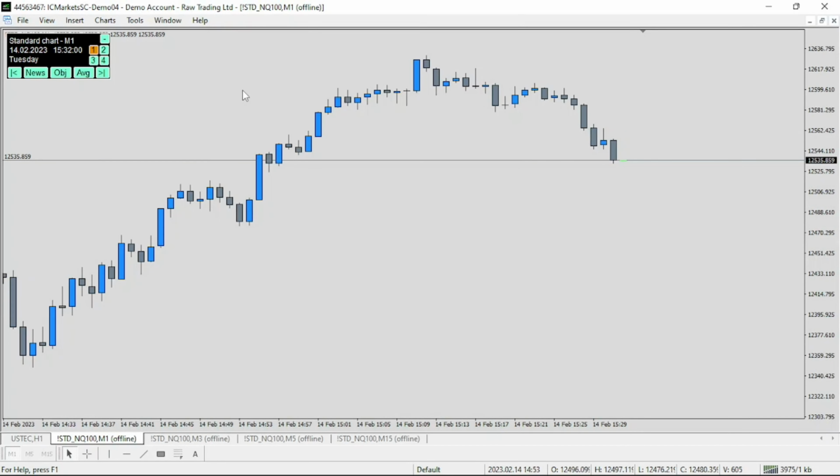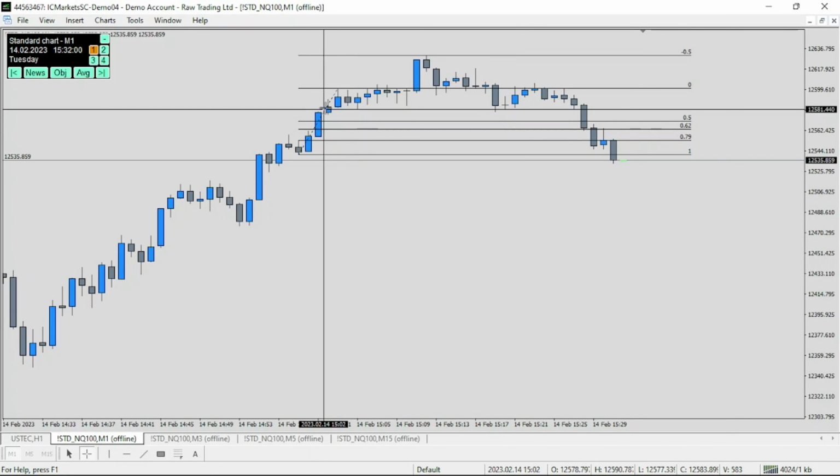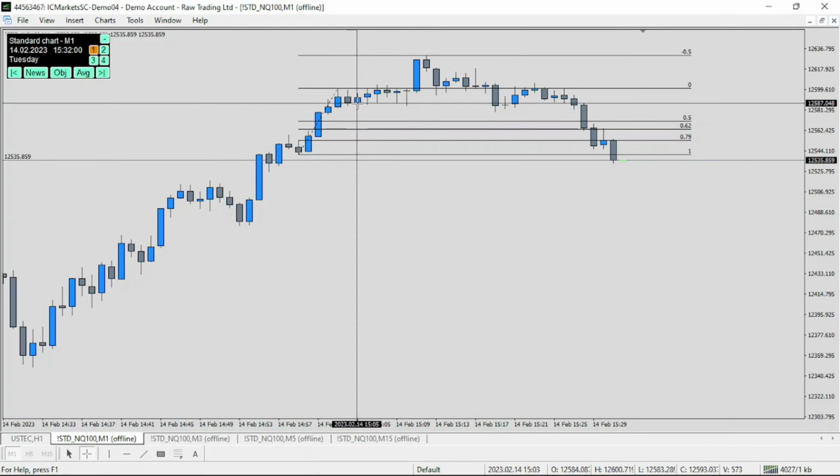Now, this is a perfect example of what I was telling you guys about. So let me actually show it and demonstrate it to you guys. This is what we're looking at, right? And this is where our entry was. And as you can see, price came here, filled this fair value gap and went up.